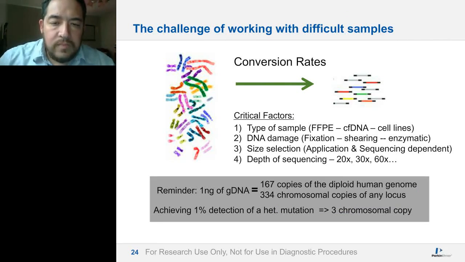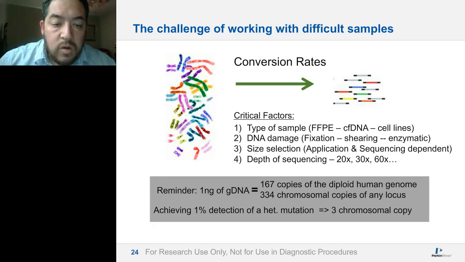So again, as I said, there's a challenge for working with difficult samples. Now that we've been able to quantify the circulating cell-free DNA, this goes into what Swift has in terms of their special library adapters that are able to work with difficult samples, such as FFPEs, circulating cell-free DNA, and so on. Some critical factors include DNA damage, size selection, as well as the depth of sequencing, how many rounds of sequencing you want to get for the genome.